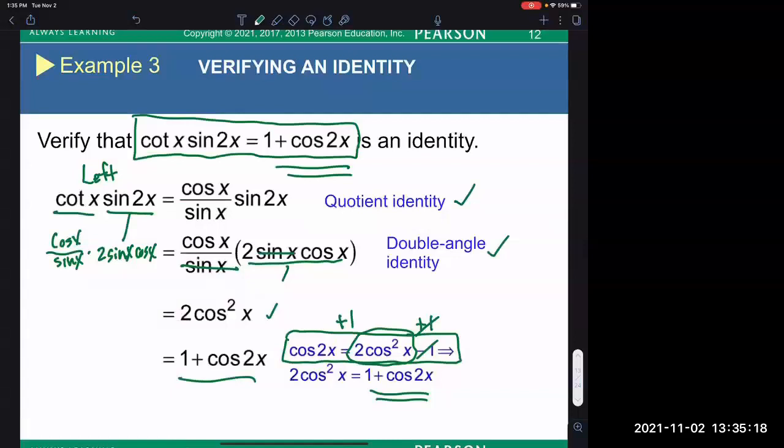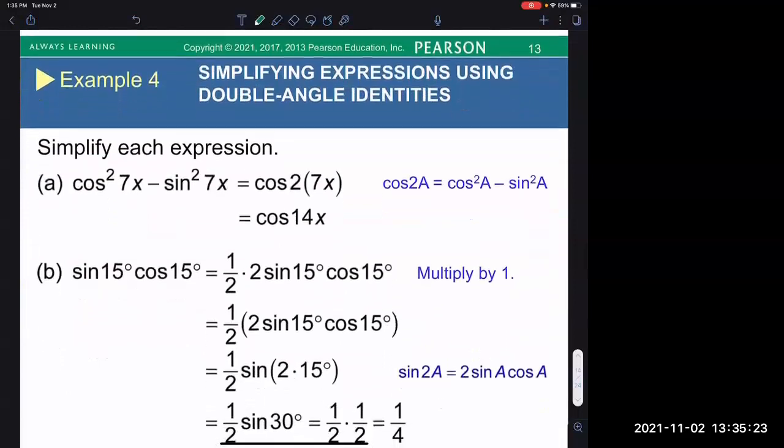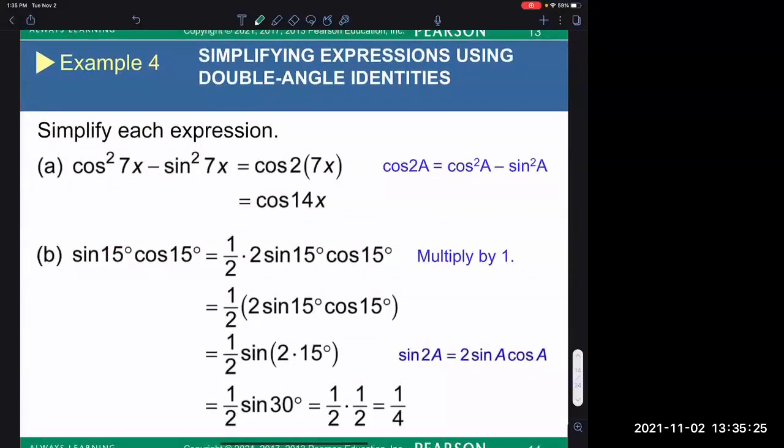All right, about 10 minutes left. So let's keep going, see how much of these we can get through. What else do they want us to do? Let's look at their example 4. Simplifying expressions using double identities. So it says simplify each expression. Here's the expression that it started with in example A. We have cosine squared 7x minus sine squared 7x.